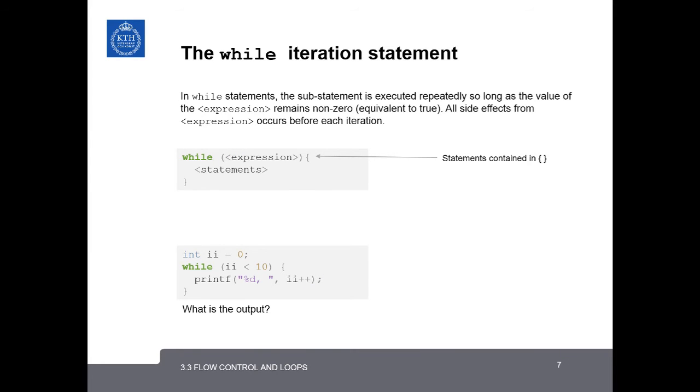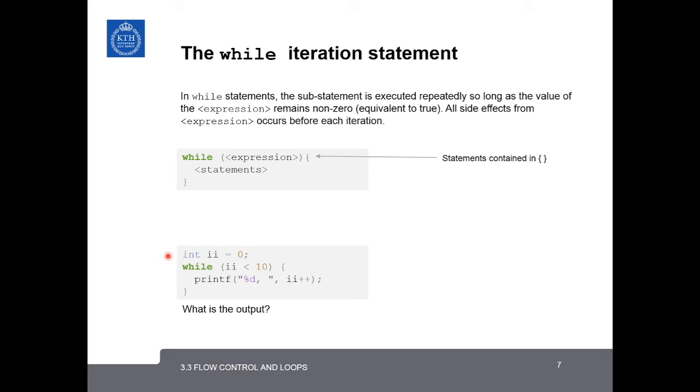The while statement is an iteration statement and one of the most useful statements for iterating in C. In the while statement, we have a substatement, which appears here, that is executed repeatedly as long as the value in the expression remains non-zero or equivalent to true. All side effects from the expression occur during each iteration. So we can look at a very simple example of a while loop.